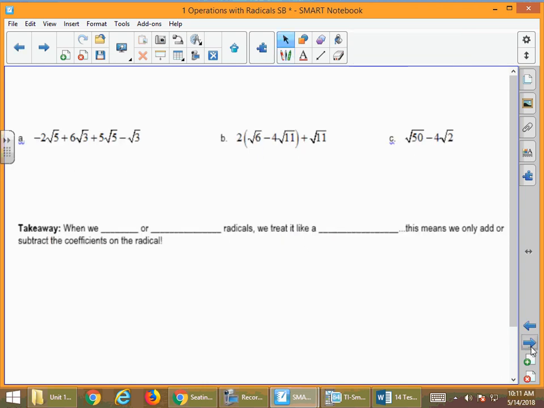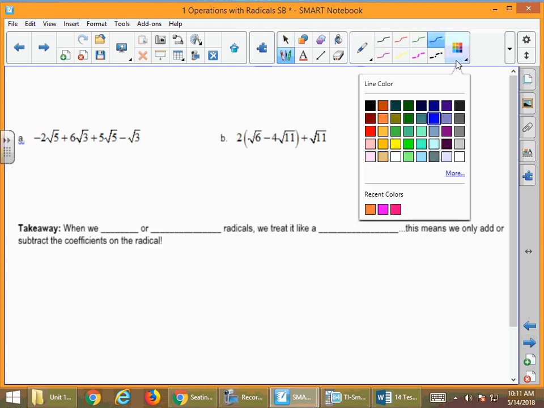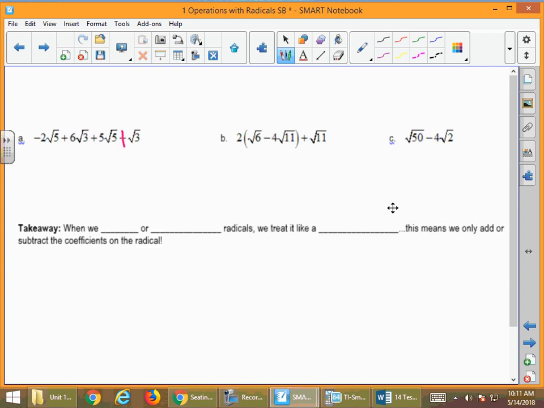As we look at example A, negative 2 square root of 5 plus 6 square root of 3 plus 5 square root of 5 minus square root of 3. One particularly interesting fact is that the number in front of this square root of 3, our last term in this expression, is a 1. And I can't write it in well enough, so I'm going to try one more time. But the 1 is just covering up, making it look like a plus, and I don't want to do that.